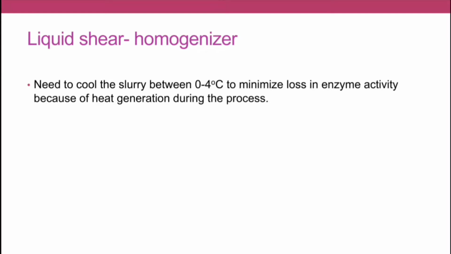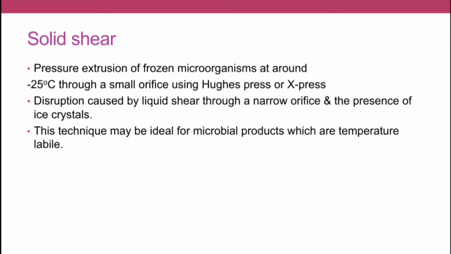This liquid shear homogenizer needs to cool the slurry between 0 to 4 degrees Celsius to minimize loss in enzyme activity because of heat generation during the process. Now the next is the solid shear.